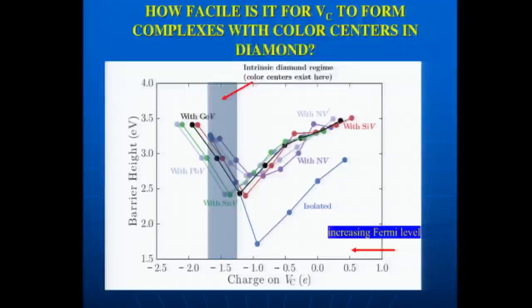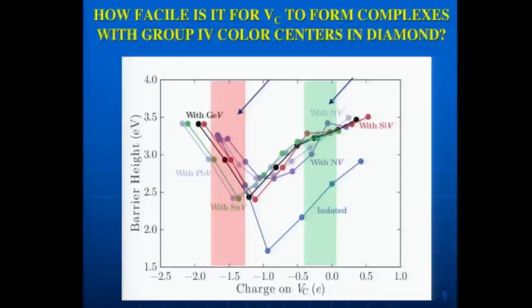That's good, but it's bad. It's bad because, especially for lead and tin, you have relatively low barrier heights. So you have a greater chance of forming these complexes between carbon vacancies and color centers made of lead and tin. What you would like to do is change your system so that you're looking at group four color centers like lead and tin with higher barrier heights for formation. And you can do that by just changing the charge on the color center, or changing the Fermi level of the semiconductor, or doping it.